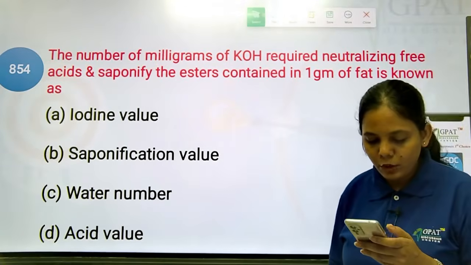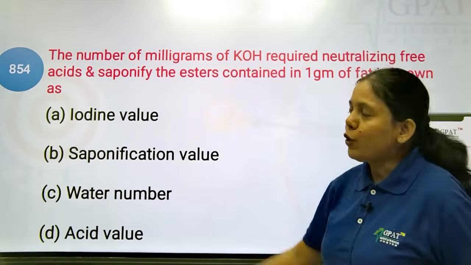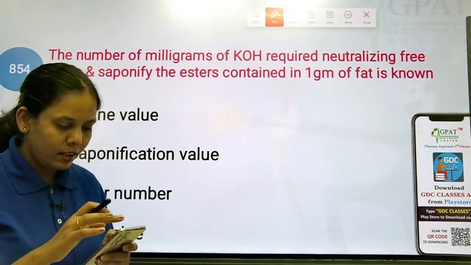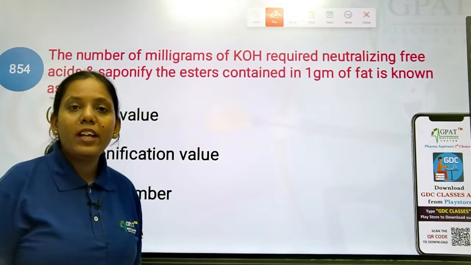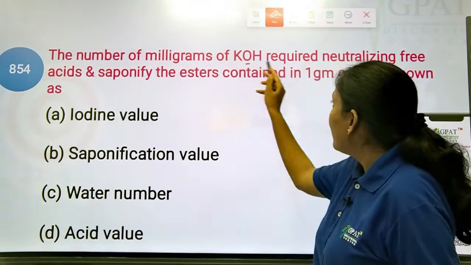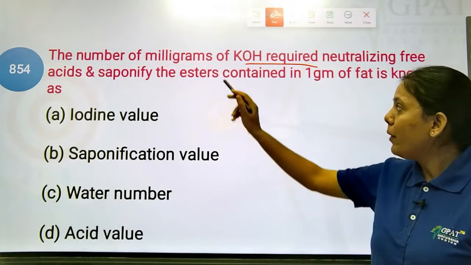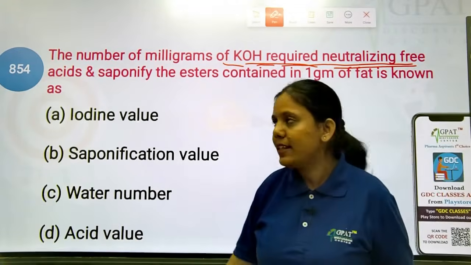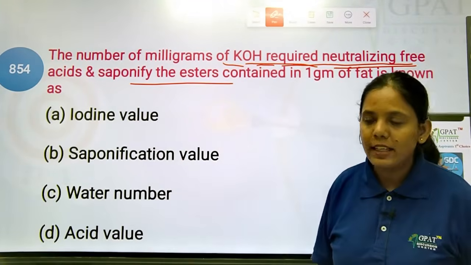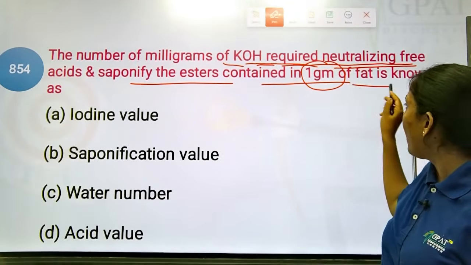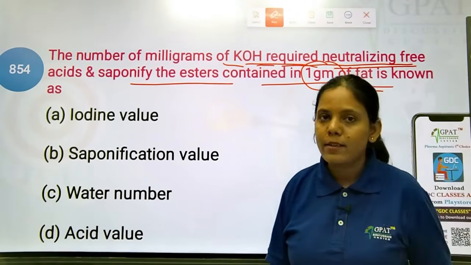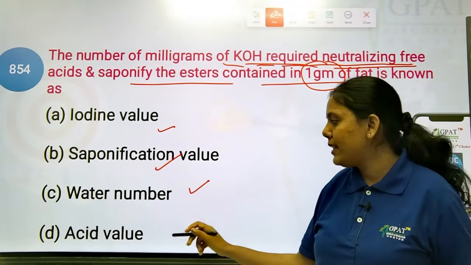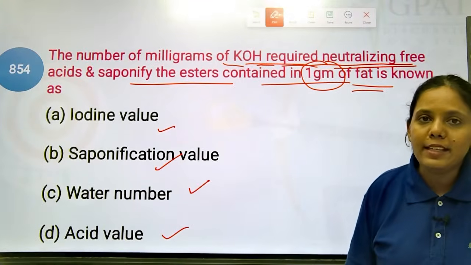I hope now it's clear to all of you. So the next question is regarding some specifications regarding your suppository base. Number of milligrams of KOH required to neutralize the free acid and saponify the esters contained in 1 gram of fat is known as: option A is iodine value, option B is saponification value, option C is water number, option D is acid number.